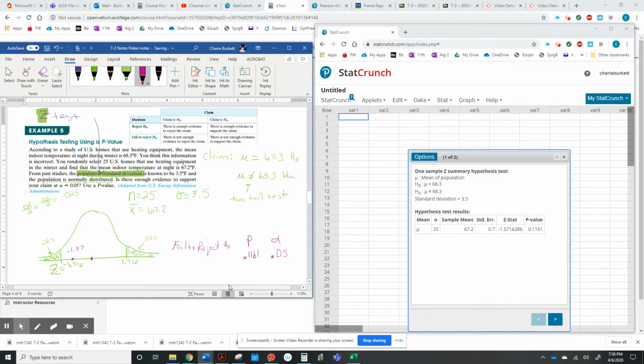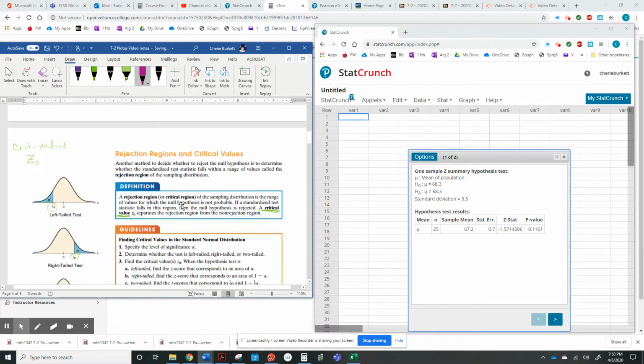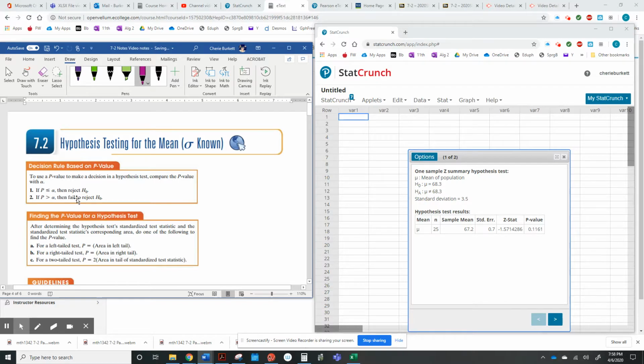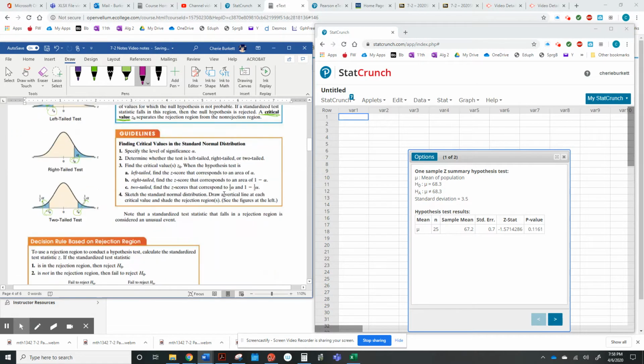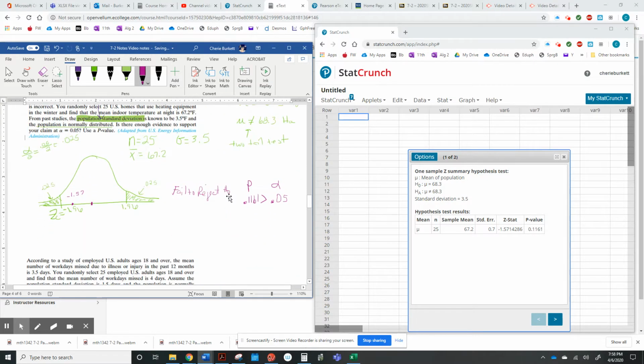0.1161. Okay, it's going to work because this number right here, 1161, is much bigger. That's like 11 cents. This is 5 cents. So P is greater than alpha. So what happens when P is greater than alpha? We fail to reject. So again, we failed to reject because of the rejection region, and we failed to reject because P is greater than alpha. Okay, so we failed to reject both times.